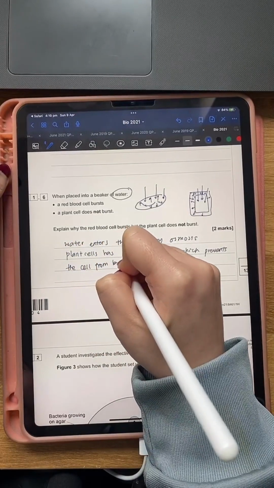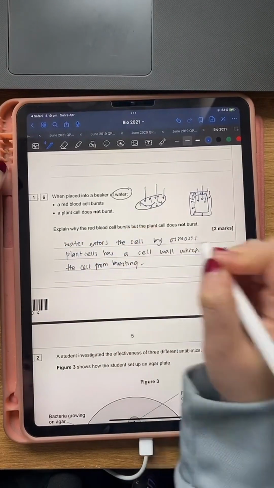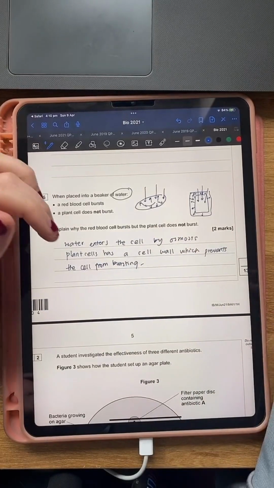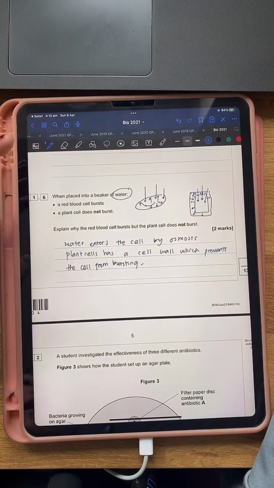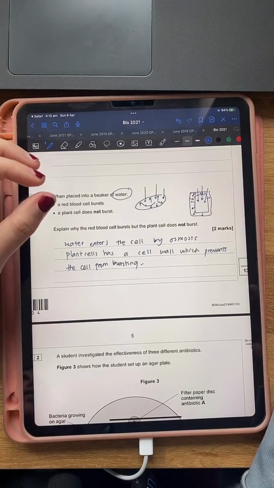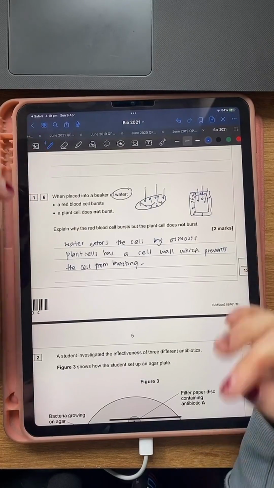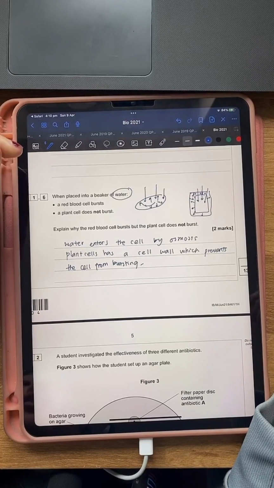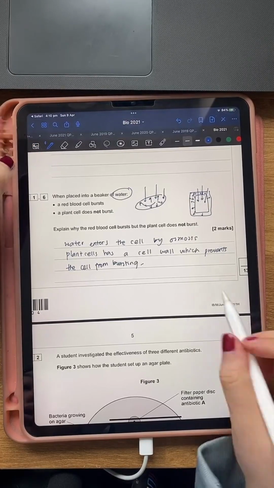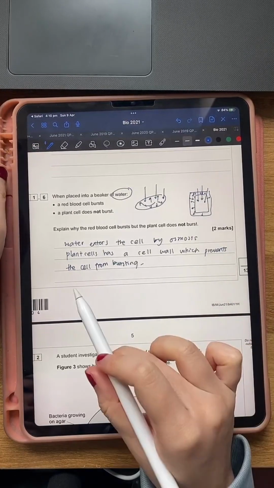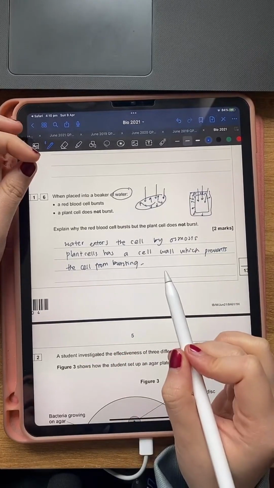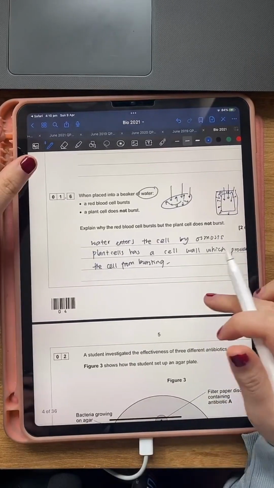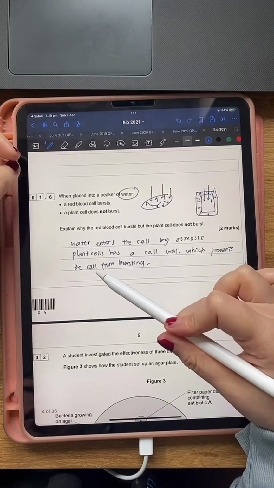For all exams, doesn't matter if it's bio, chemistry, physics, I need you to remember that you can never say he, she, they, we, it. Always specify what you're talking about. So if I say which prevents it from bursting, it's ambiguous. What is it? So you have to be more specific. You have to say this cell. It prevents this cell from bursting.